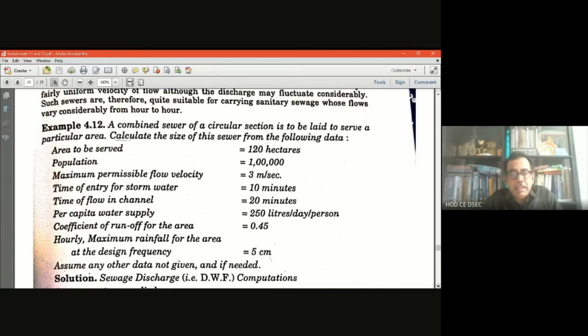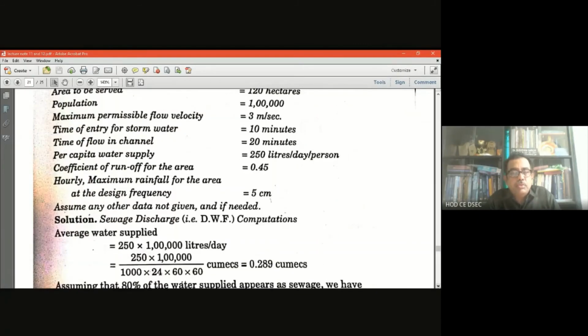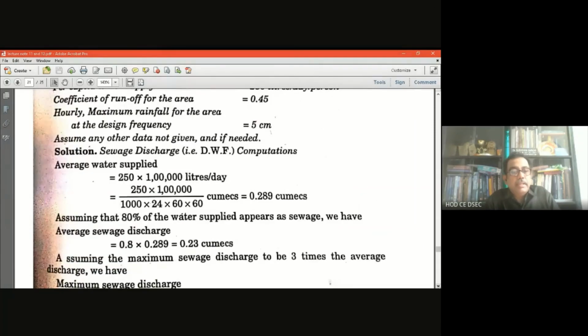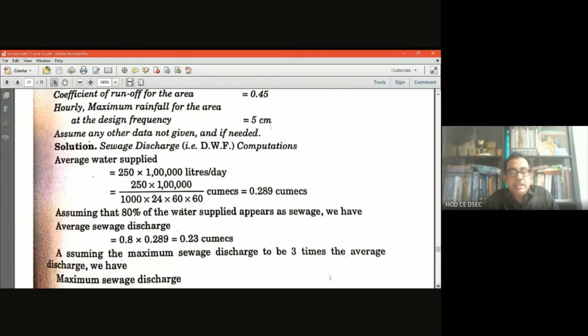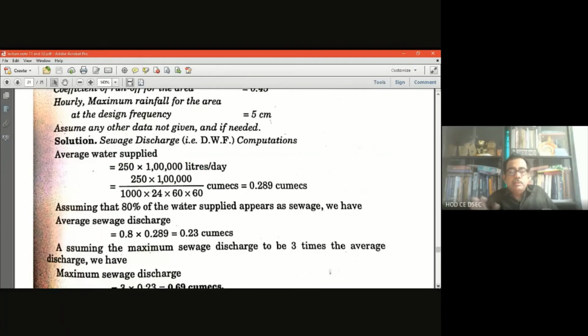So liter per capita into capita gives you the total water supply, just multiplying the per capita by the number of persons, and obviously converting into seconds, from day to hour to second. So divided by 24, divided by 60, divided by 60. Ultimately, it gives 0.289 QMax. That is the average water supply.